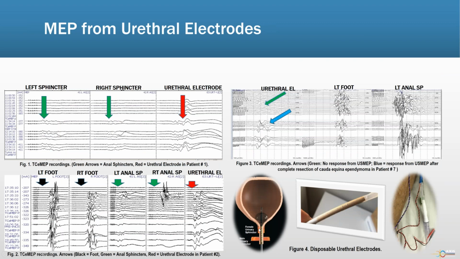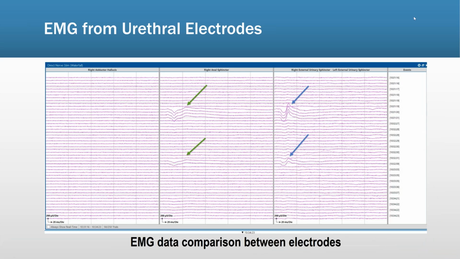EMG and MEP can be recorded from the urethral electrode. We have a urethral electrode which is placed in the bladder like a catheter. This picture is a motor evoked potential response, and the second one is the trigger EMG response. Trigger EMG responses on the left side are from the abductor foot muscles, the middle one is the anal sphincter, and the third one on the right side is the external urinary sphincter. We can get very good trigger EMG responses from the urinary sphincter also.